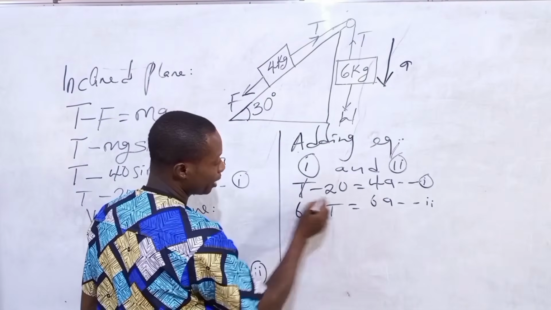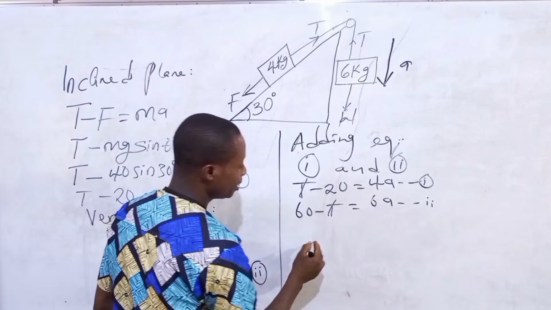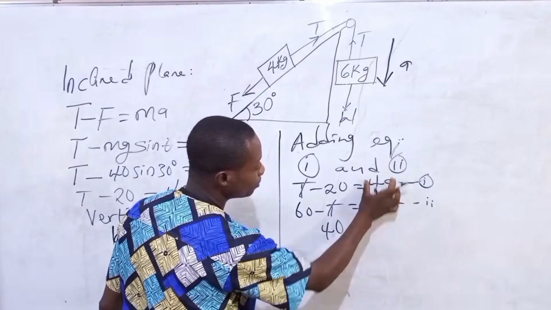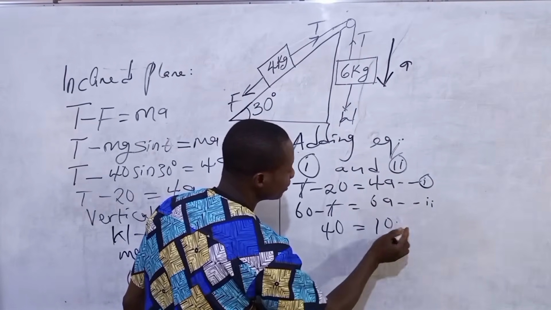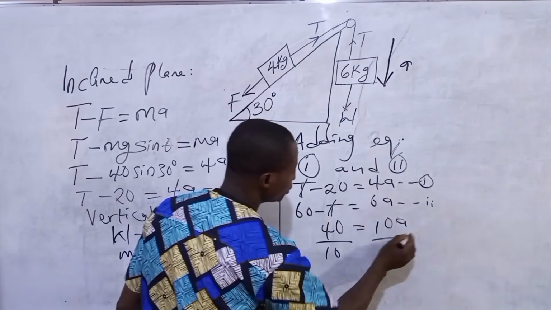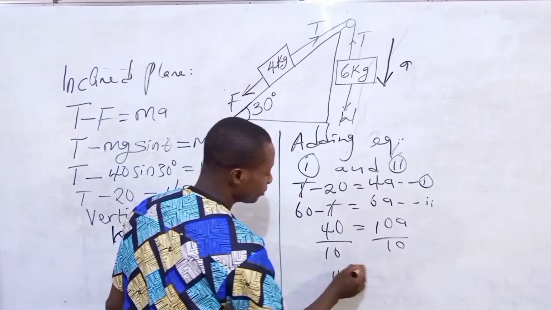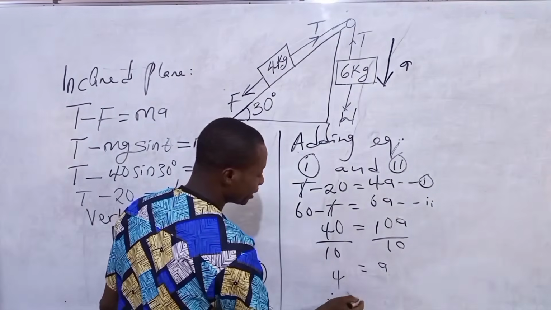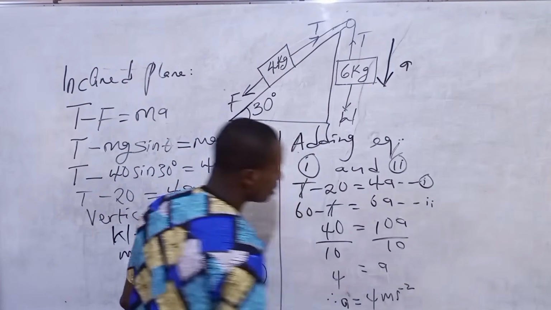If you add up, this will cancel this, right? We have 60 minus 20, which is 40, equals, we add these two, that gives us 10A. Then we can divide by 10 on each side. That gives 4 right here. Therefore, A, which is the acceleration, equals 4 meters per second squared.